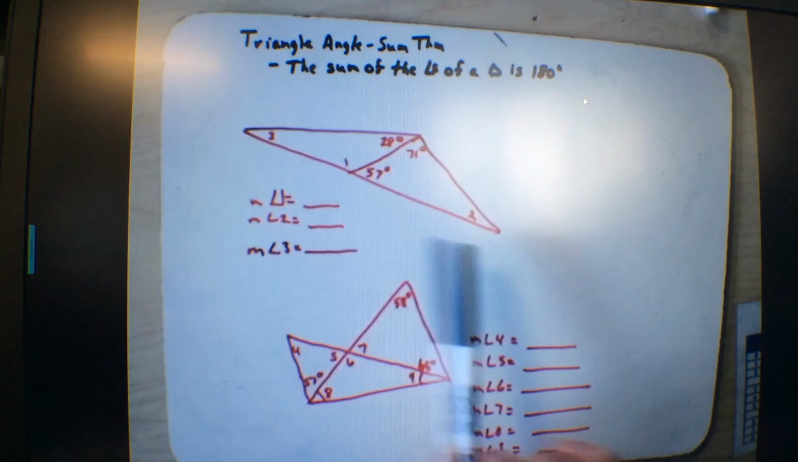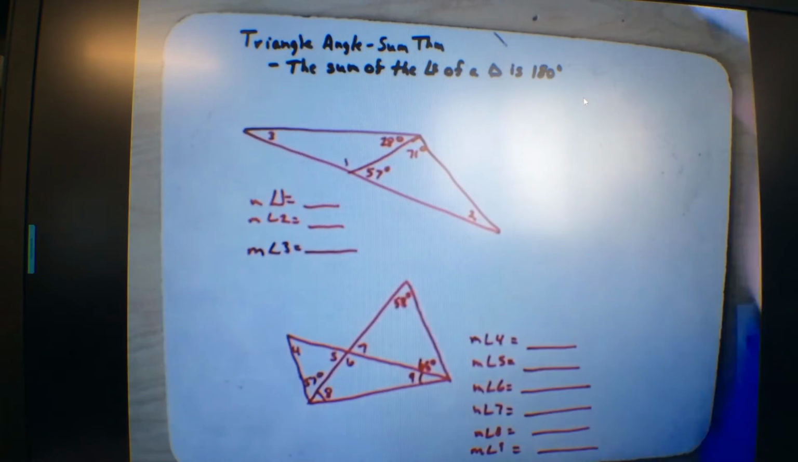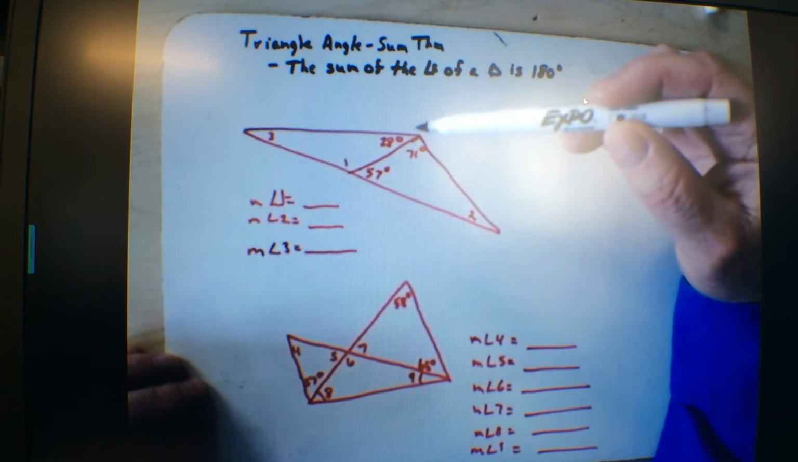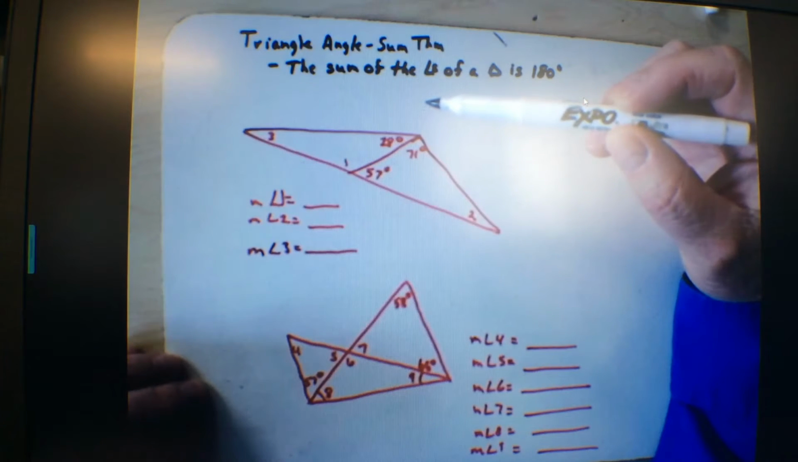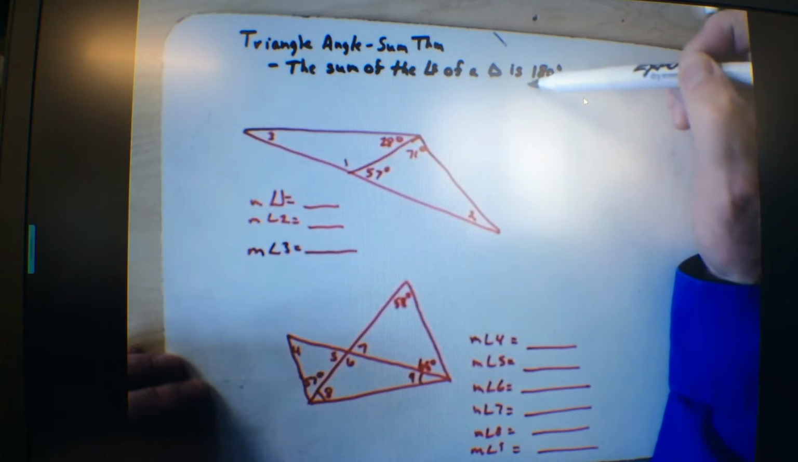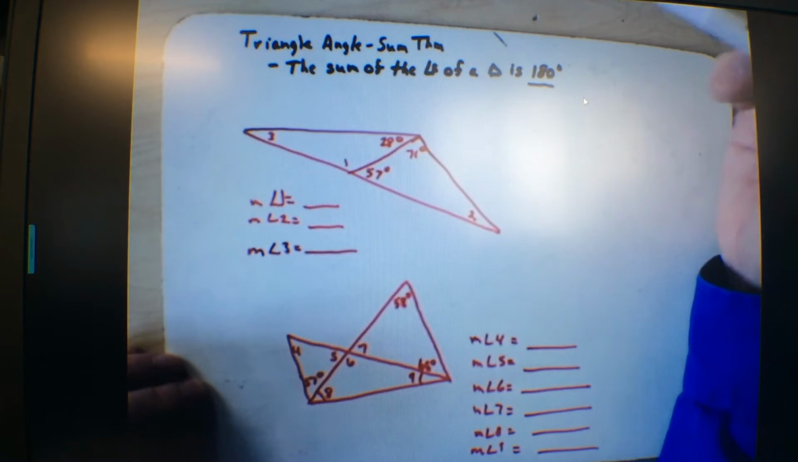So if you take a look at this triangle, we're just going to apply this. If you ever cut the angles off a triangle, you can put them together and you will see that it forms a straight line, because 180 degrees is a straight line.